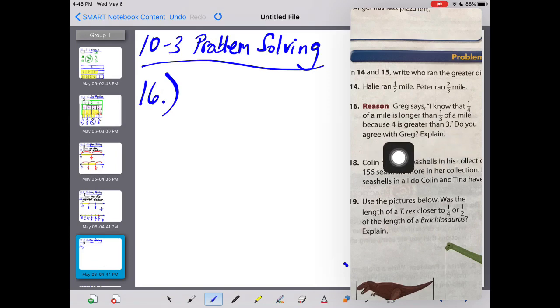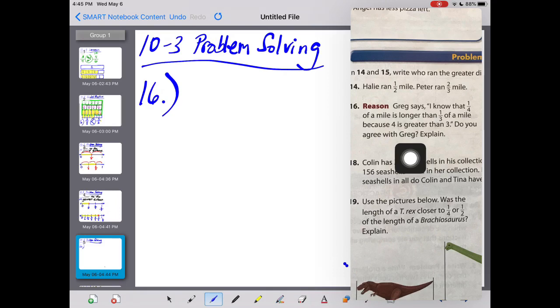Do you agree with Greg? Now you're going to give some thought to this, okay? Look, he's comparing 4 and 3, and look at what 4 and 3 are on the fraction. I want you to think about, do you agree with him? If so, why? Or if not, why? Pause this video, think about it, and then come on back.